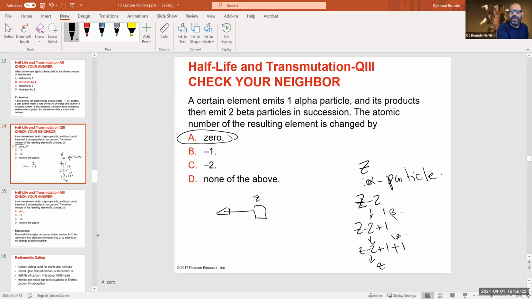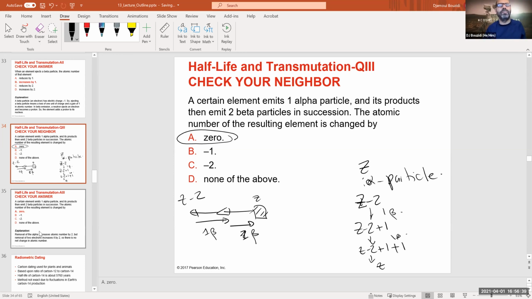It went 2 steps basically, because it did the alpha particle. Then it went back by 1 beta, and it went back by another 1 beta. So it went back to the original element. So it never moved from the periodic table.